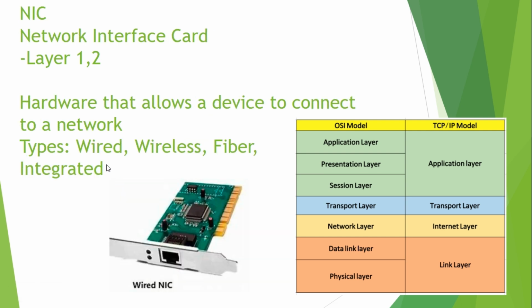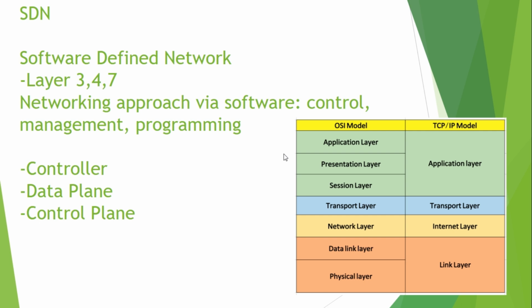NIC. Okay, network interface card. We're dealing at layer 1 or 2. Okay, this is hardware that allows a device to connect to a network. There's many different types. You have wired, wireless, fiber, integrated. Okay, so NIC, rather interesting how this little device here, along with a whole bunch of other devices, but just how powerful this device here is with regards to connecting us to the internet. Remember, we're at layers 1 and 2, physical layer, data link layer. Okay, so that is a NIC card.